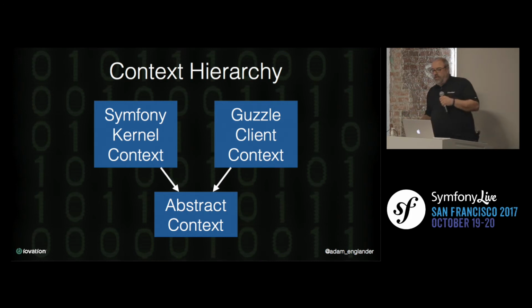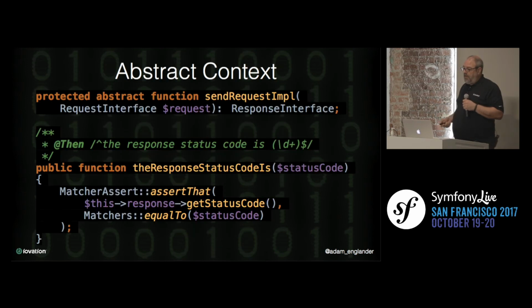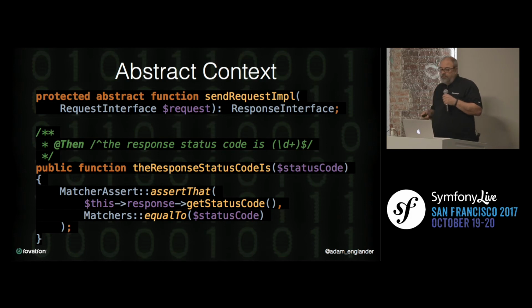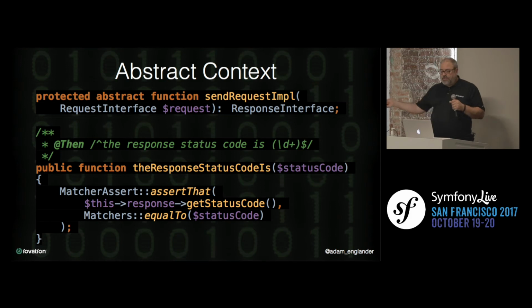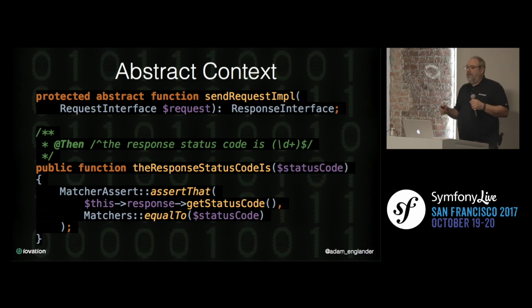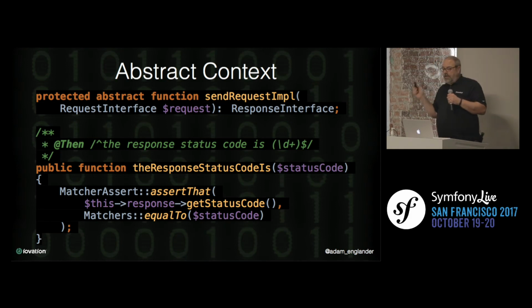So I have an abstract context, and then I have the Symfony kernel context, and I have a Guzzle client context. So the abstract context looks like this. This is most of the code inside of there. So it has one thing that's super important, which is send request. And it's using PSR7, HTTP request, or request interface and response interface. And specifically, I chose that, in a minute, and you'll see why.